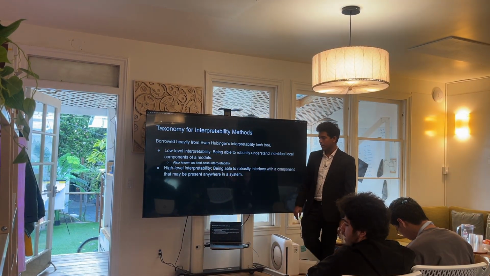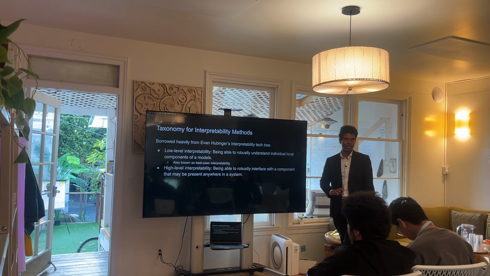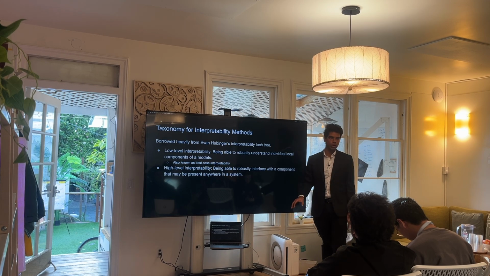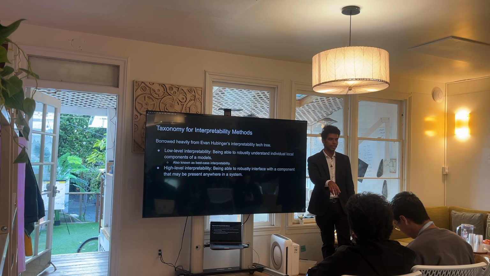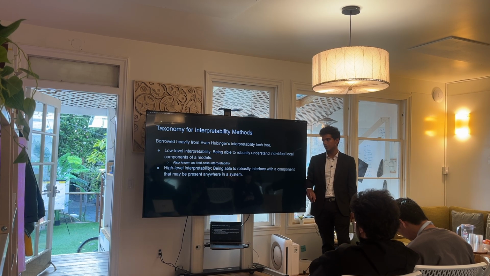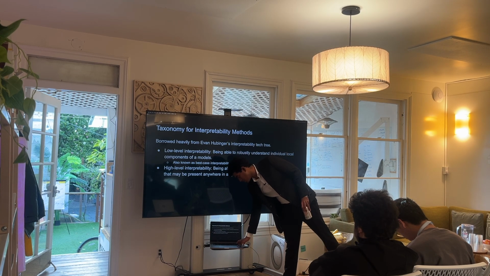High-level interpretability is basically being able to robustly interface a component that may be present anywhere in the system. If you expect deception to be present somewhere in your system, you don't want to only look at specific components and say, okay, this is deceptive, and this other thing is also deceptive, and then replicate that for a trillion parameter model. You want to be able to search over your model completely for deception that may be present anywhere, in whatever way you think deception might be represented. So that's high-level interpretability. In Evan Hubinger's tech tree, that's referred to as worst case interpretability.